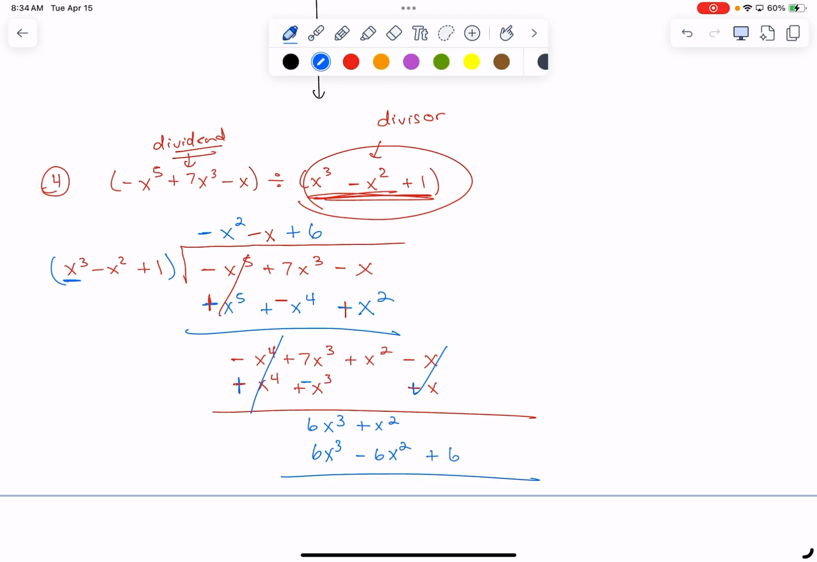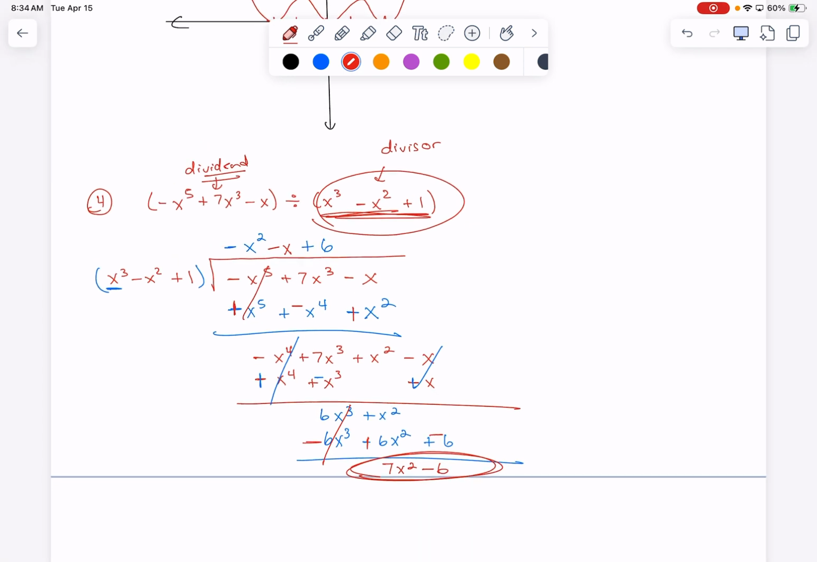All right, Keithan, what do we do now? Flip my signs. Minus, plus, minus. The 6x cubes will cancel. We end up with 7x squared minus 6. That's my remainder. 6 is the remainder. No, the whole thing. The whole thing. All that left over is the remainder.